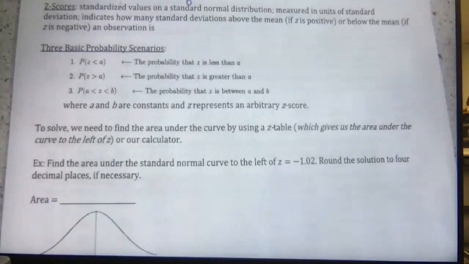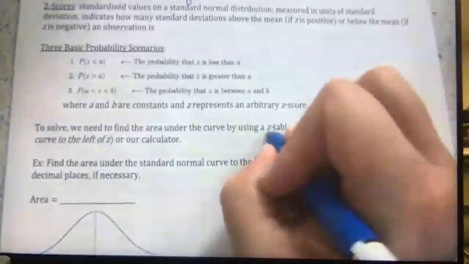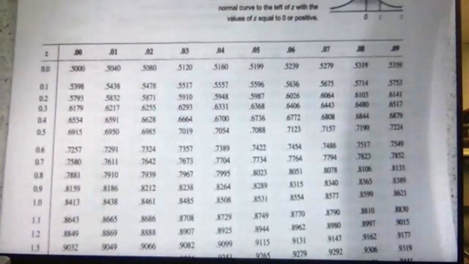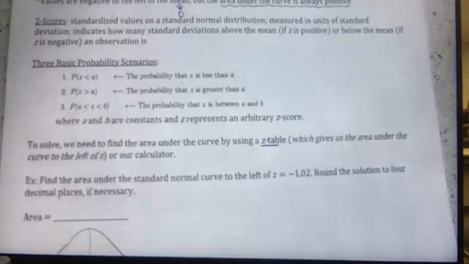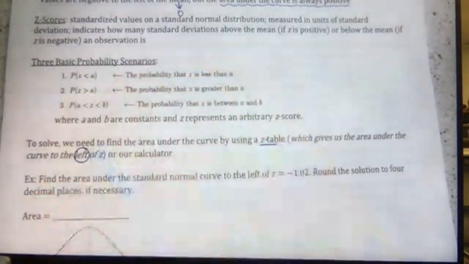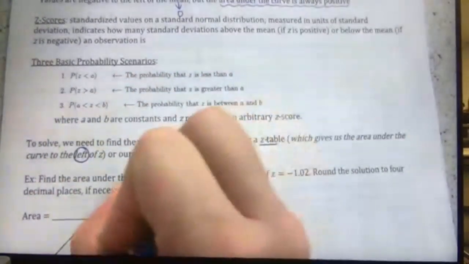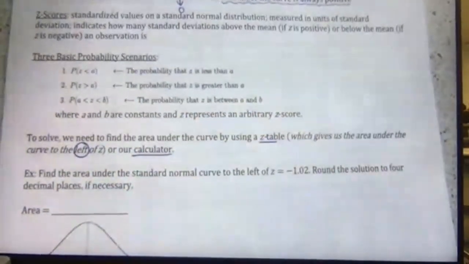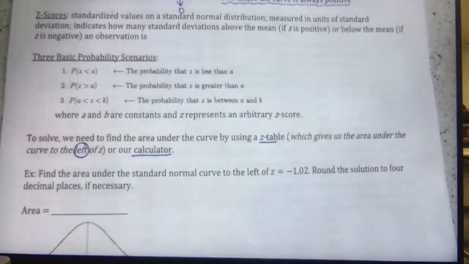So to solve, we need to find the area under the curve. We have 2 options to do that. We can either use the table, which is this last thing on our notes packet. Here's our table. Just like we talked about on the last test, the table gives us the area under the curve to the left of z. Make sure that you realize it's always to the left. We'll talk about that in a second. Or you can use your calculator, whatever preference you like, totally up to you. You have 2 options, either the table, which you will have on the test, or a calculator, which you're also able to have on the test.